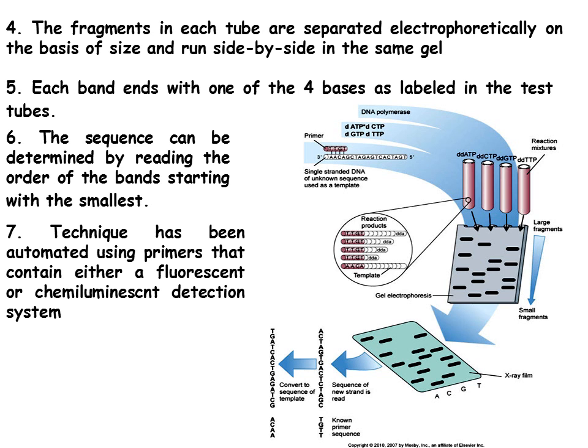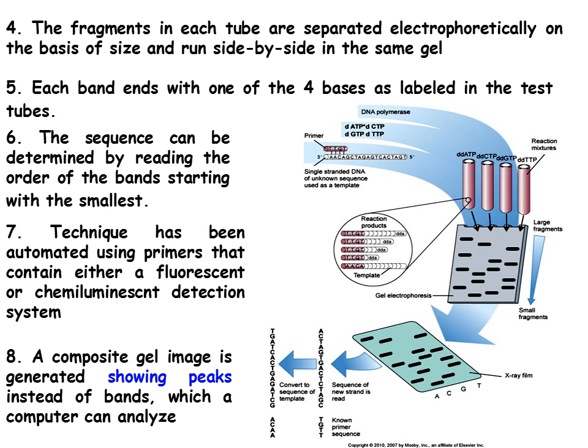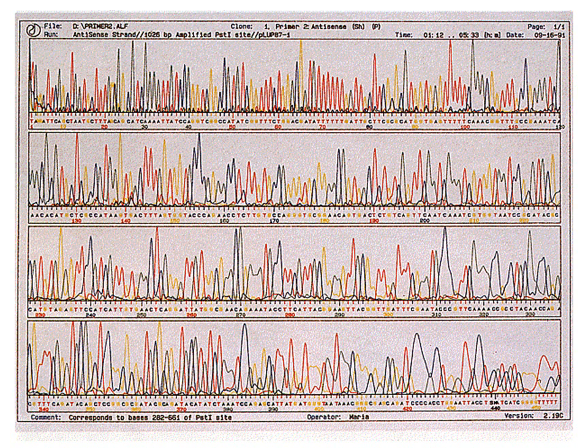Now, the technique has been automated using primers that contain a fluorescent or chemiluminescent detection system, so we don't have to use all that radioactivity anymore, which has made us all very happy. And again, instead of getting the bands that you see over here in the lower right, we're going to see peaks in the next slide. And here it is, and the different colors each represent a different base, and all you have to do in the computers now is put the sequence down there, and you can then put that right in a database nowadays and store it. So it's a lot easier, and this is all automated.